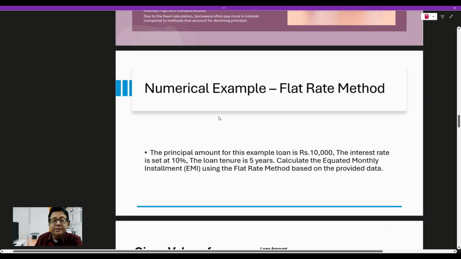Flat rate method. The principal amount for this example loan is rupees 10,000. Interest rate is set at 10%. Loan tenure is 5 years. Calculate the equated monthly installment using the flat rate method based on the provided data. This we are going to calculate now.